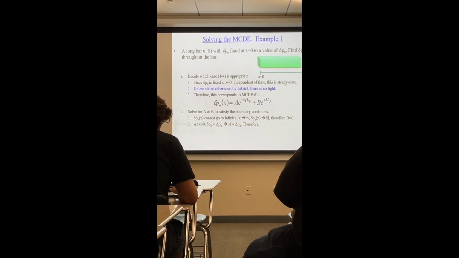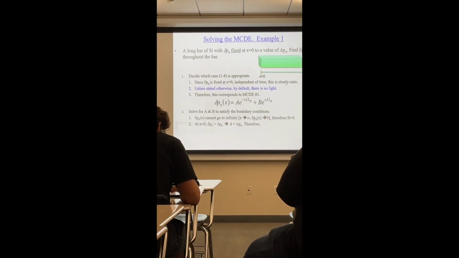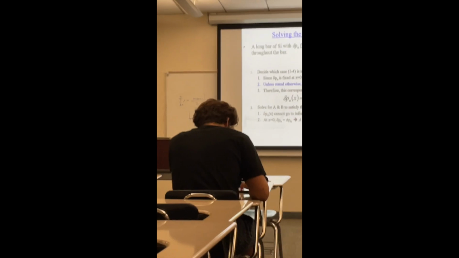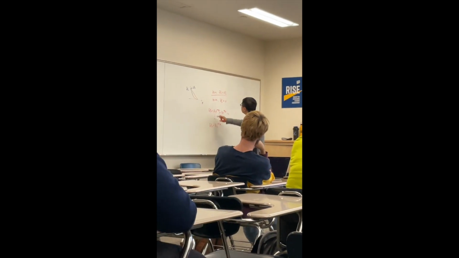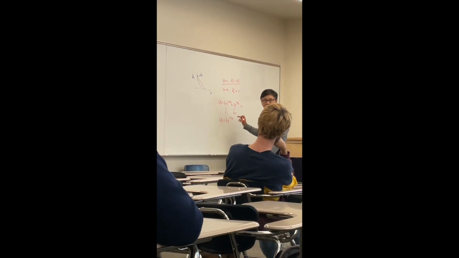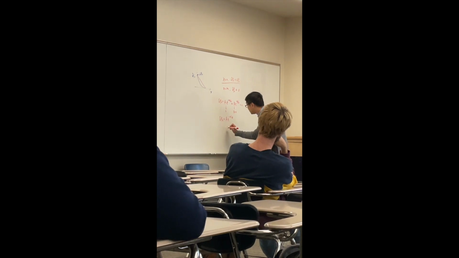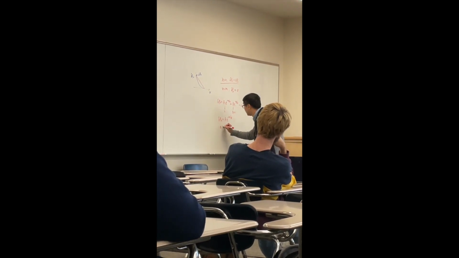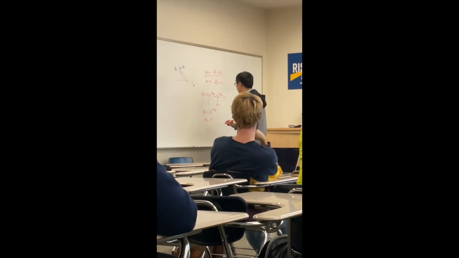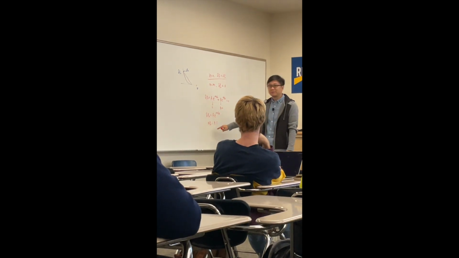So b must equal 0, and then delta p sub n is a exponential of minus x over L_p, right? And then with this, we can use the first boundary condition. When x equals 0, this exponential term will be equal to 1. So delta p sub n equals a times 1, and then a is delta p sub n.